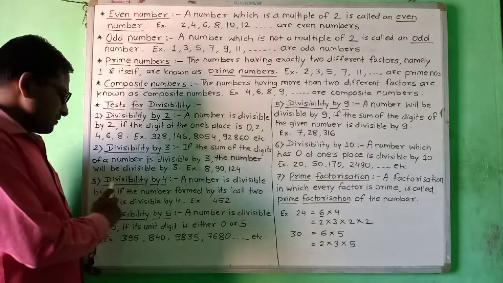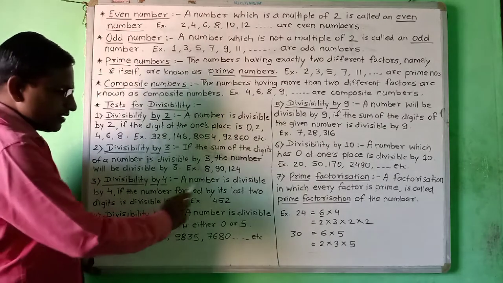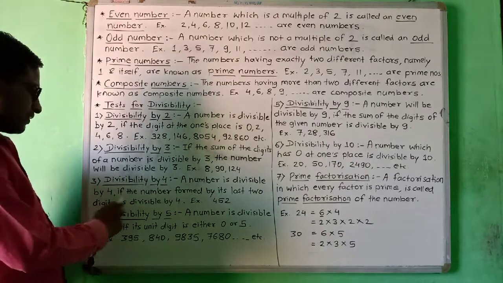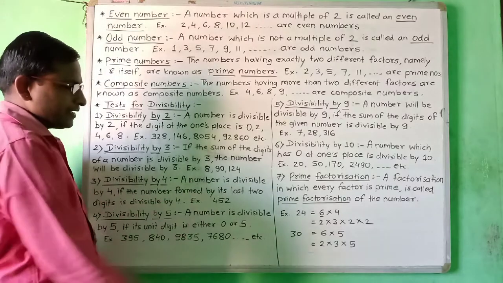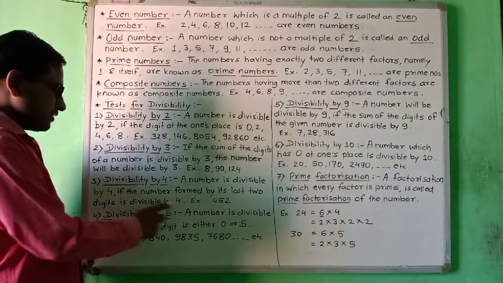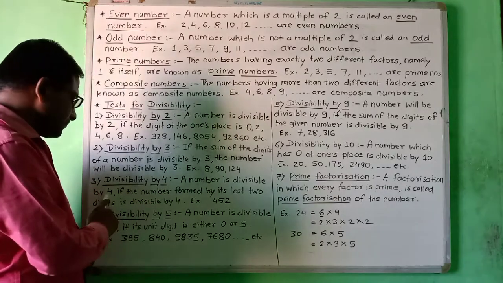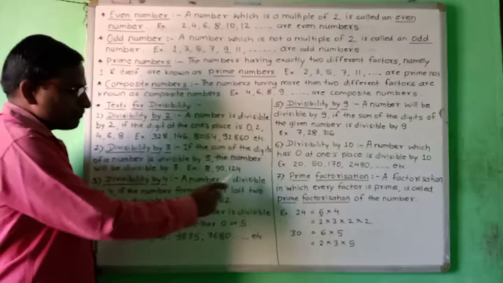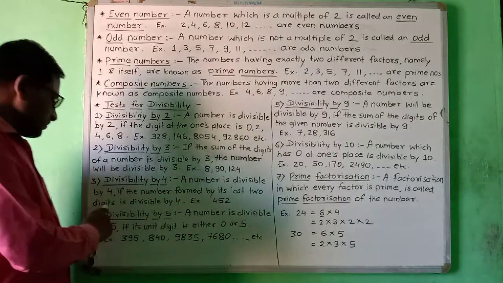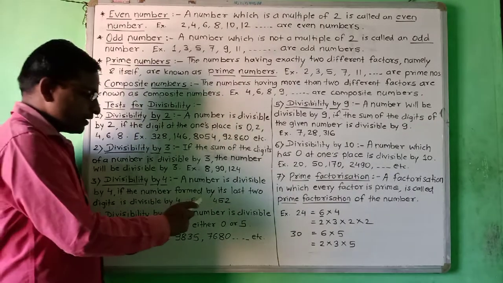Next test, divisibility by 4. A number is divisible by 4 if the number formed by its last 2 digits is divisible by 4.